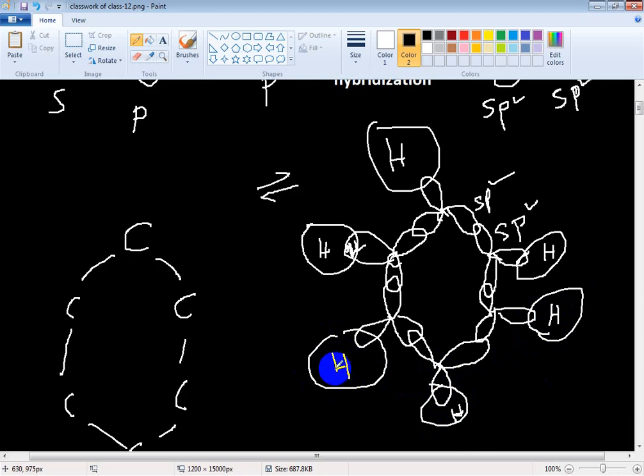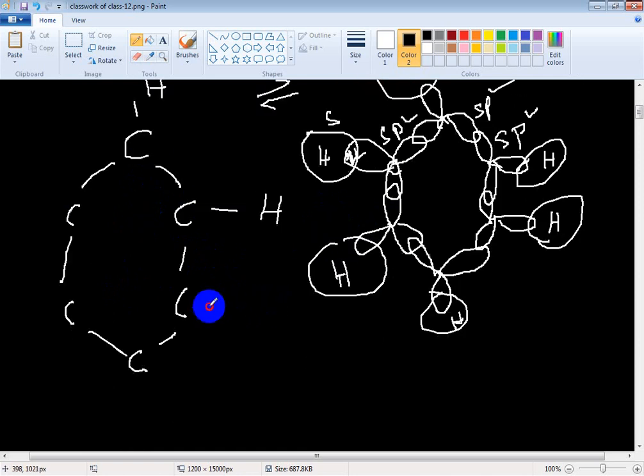Okay, this is a carbon-hydrogen sigma bond. The carbon is sp2, so the bond between carbon and hydrogen is an sp2-s sigma bond.